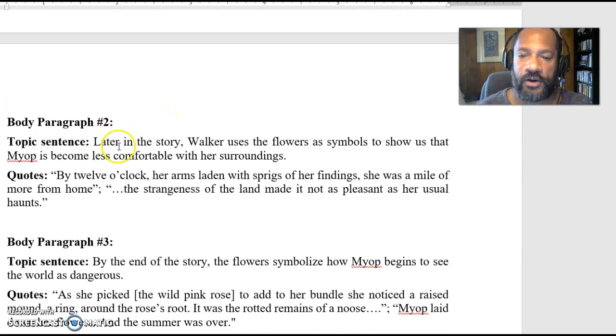Then I'm going to go here. I'm going to say paragraph 2. Later in the story, Walker uses flowers as symbols.